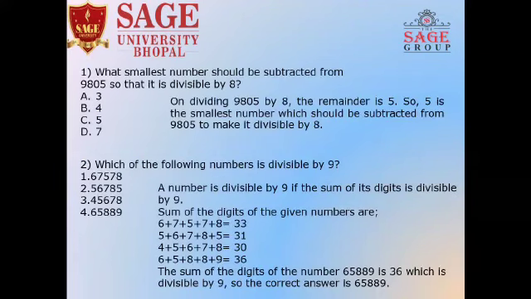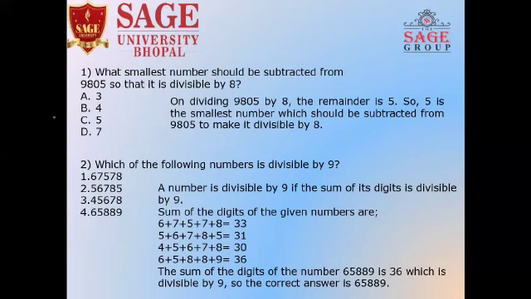Here is the question number 1. What smallest number should be subtracted from the number 9805 so that it is divisible by 8? We know that to check whether any number is divisible by 8, we check whether the last three digits are exactly divisible by 8. So whatever the digits present in any numeral, we can select the last three digits.